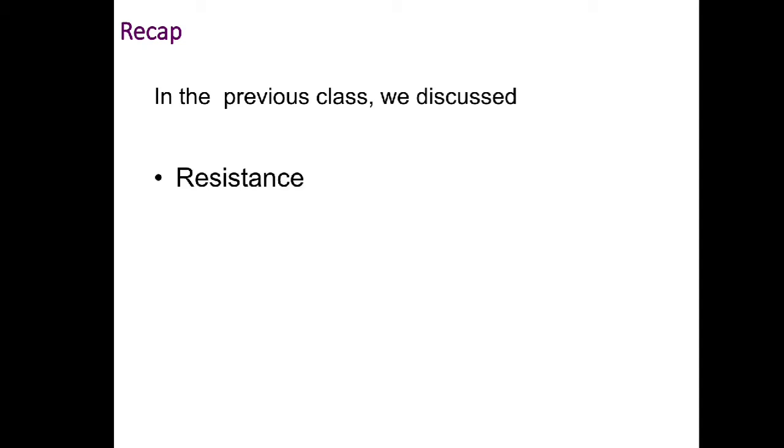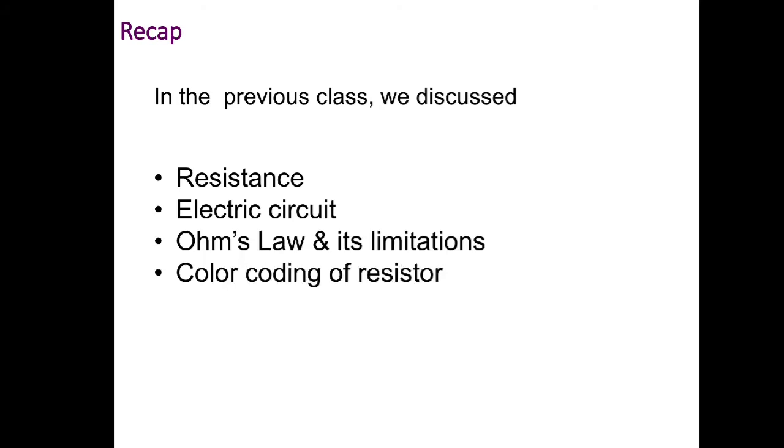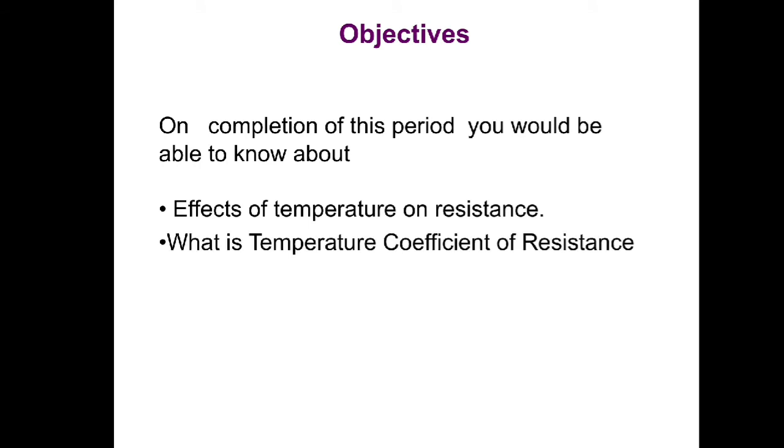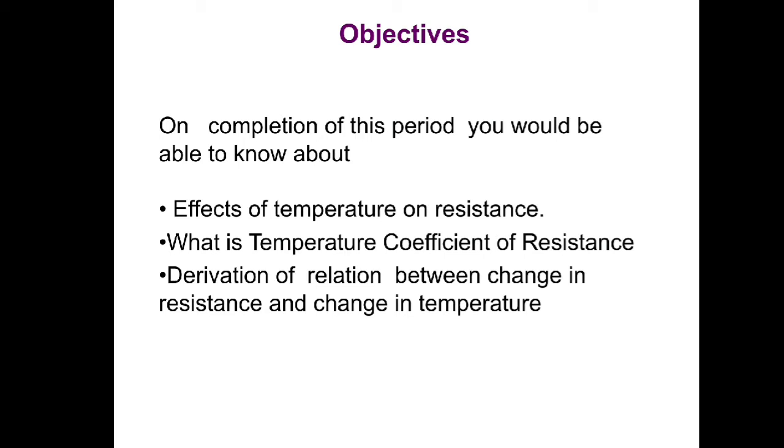In the previous class we discussed resistance in an electric circuit, Ohm's law and its limitations, color coding of a resistor, and a potentiometer. So in this class we will see what the effect of temperature on a resistance is, what the temperature coefficient of resistance is, and the derivation of a relation between the change in the resistance and the change in the temperature.